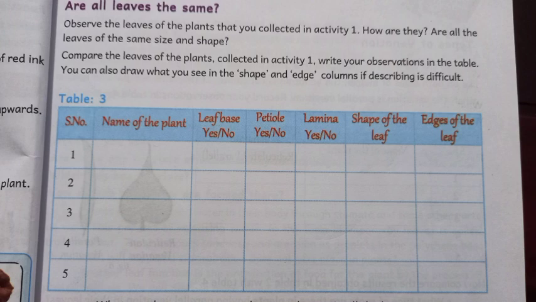So, if you are not able to write the shape and edge, you can also draw the shape and edge of the leaf. Table 3 is given: serial number, name of the plant, leaf base, yes or no, petiole, yes or no, lamina, yes or no, shape of the leaf. If you can describe, you can write, otherwise you can draw the shape of the leaf. And edges of the leaf also you can describe or you can draw. So this is for your activity.